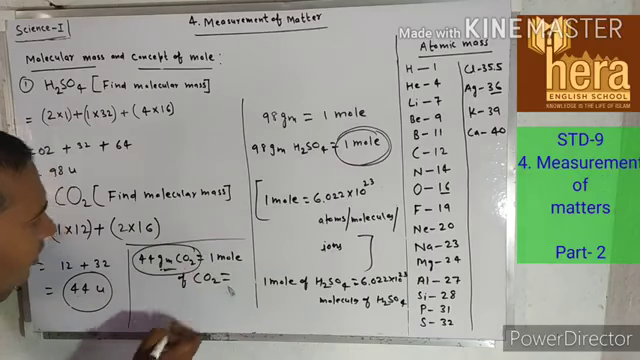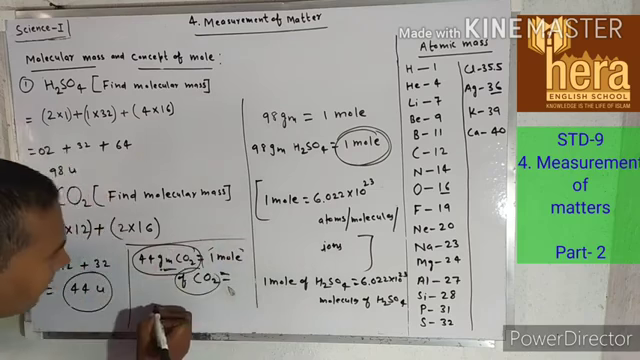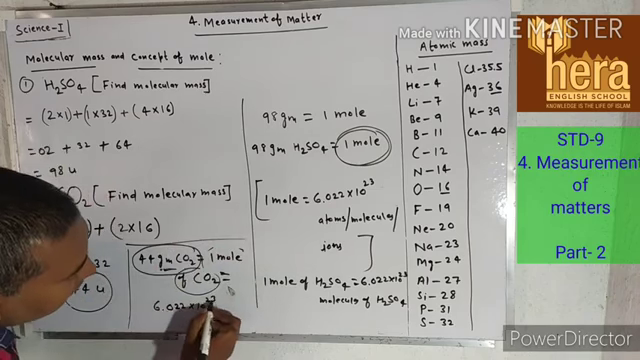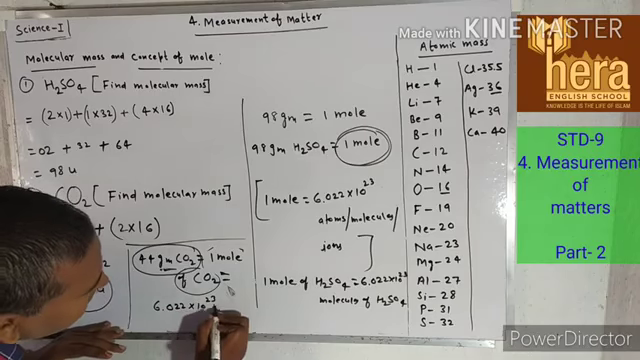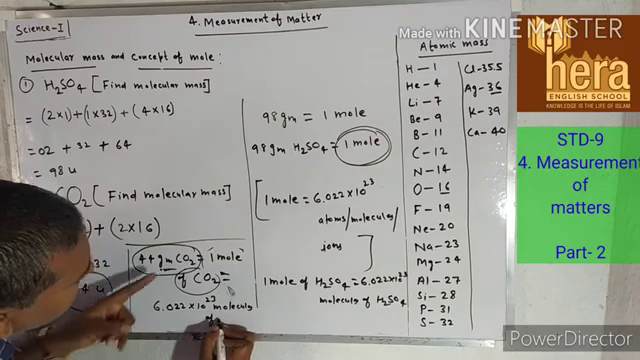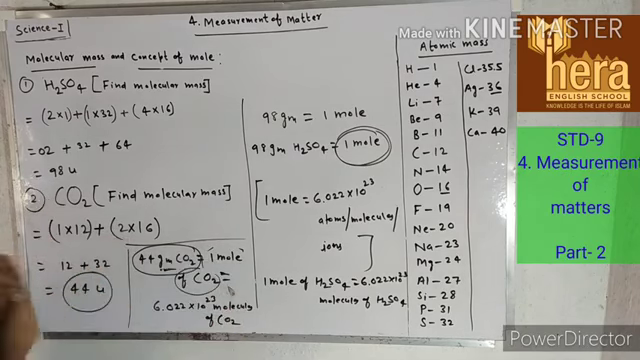44 gram of CO2 is equal to 1 mole of CO2 is equal to 6.022 into 10 raised to 23 molecules of CO2. These all three are equal. This is very, very important. Understood?